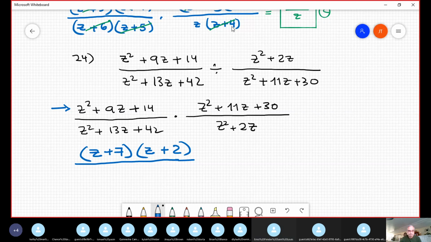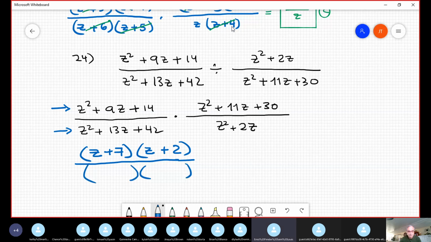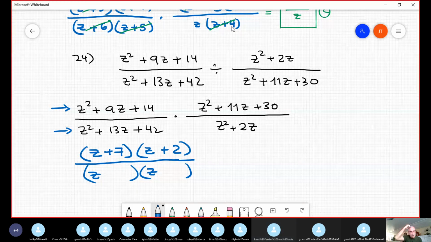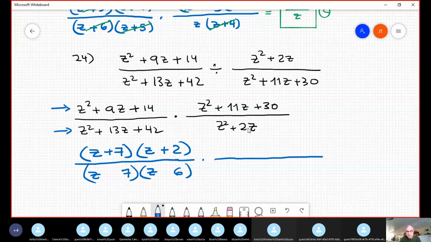Bottom part. Two factors of 42 that when you add give me 13. Come on. 6 and 7. 6 times 7 is 42, 6 plus 7 is 13. What sign? Plus, plus.